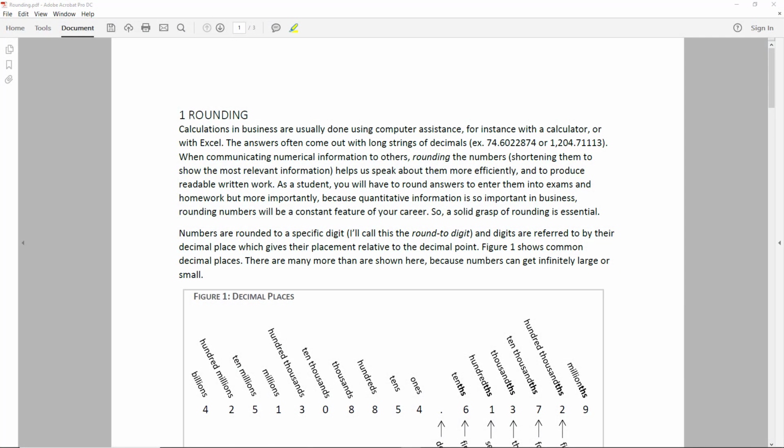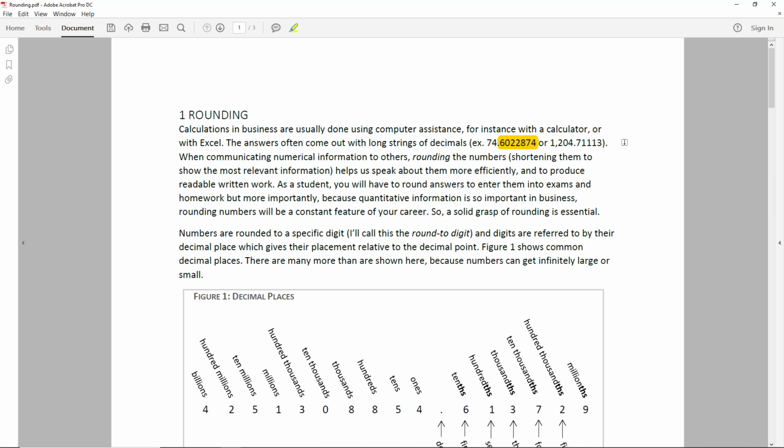Hello, everyone. Welcome to our review of rounding. So calculations in business are usually done using computers. You're going to be using calculators or Excel or some other computer assistance to actually do calculations. And the answers often come out with long strings of decimals like the examples shown here. Long strings of decimals meaning long strings of digits after the decimal points.